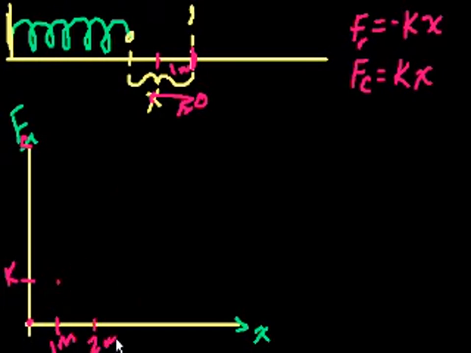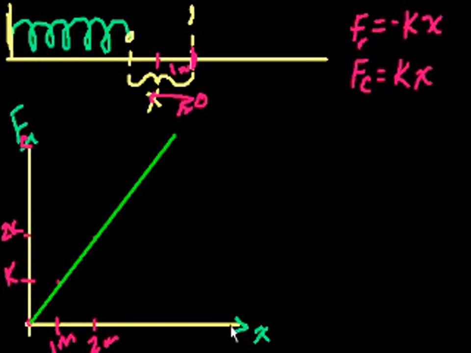At 2 meters, you would have been up to 2k, etc. And I think you see a line is forming. Let me draw that line. The line looks something like that. And so this is how much force you need to apply as a function of the displacement of the spring from its natural rest state, right?